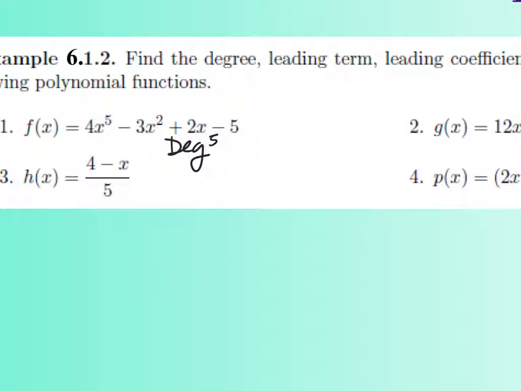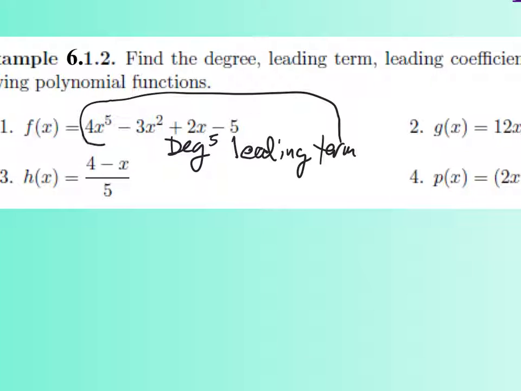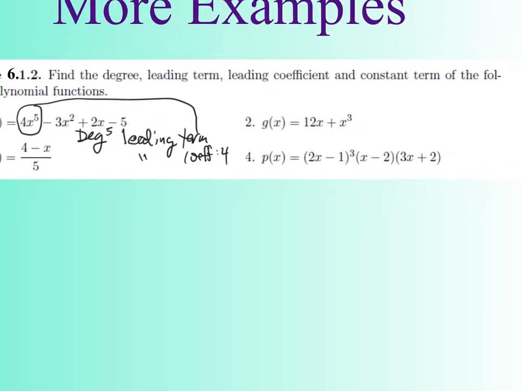All right, the next one is the leading term. The leading coefficient, I'm going to call that. Oh, wait, the leading term, my bad. The leading term, I'm just going to circle, is the one with the biggest power. There, that one's the leading term. Happens to also be in the front. The leading coefficient, in this case, is the 4. It's the number in front of the leading term. And then constant term.